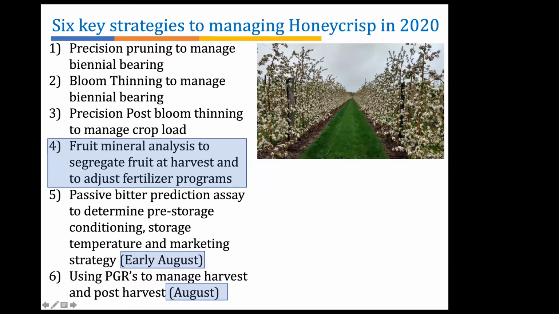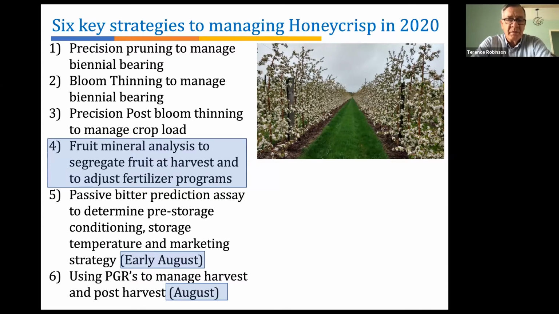And the first 3 are already pretty much done. They included precision pruning to manage the number of buds to try to manage better biennial bearing. Then blossom thinning to manage biennial bearing. We talked about ATS.